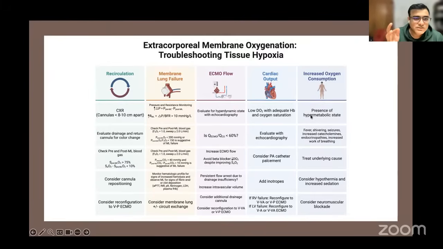What you have to do is evaluate the drainage and return cannulas for color change. You have to check pre and post membrane blood gas, and you have to consider cannula repositioning or reconfiguration to VP ECMO. So that is what you can do. Probably the scenario was given as recirculation, and if recirculation was an option, then obviously that would have been the correct answer.